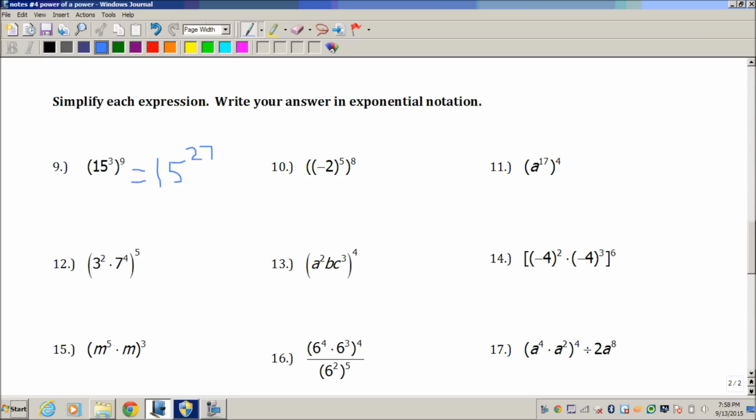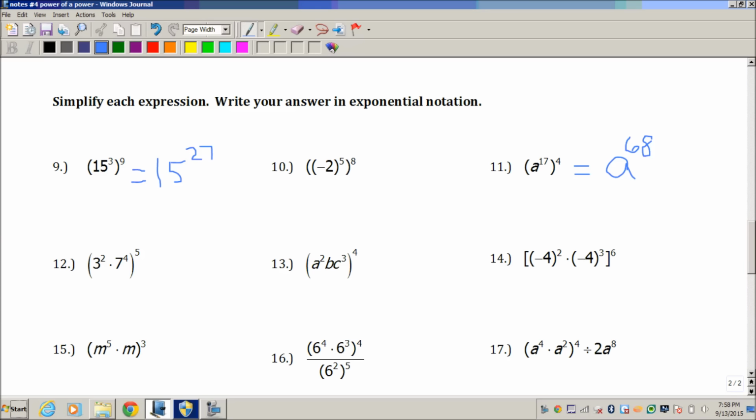Now let's jump to number 11. I'd like to do number 11 because the base is a variable instead of an actual number, but it doesn't make any difference. We have a to the 17th power raised to the 4th power. So all we have to do is multiply the exponents. So this is a to the 68th power. 17 times 4 is 68. That means we're going to multiply a by itself 68 times.